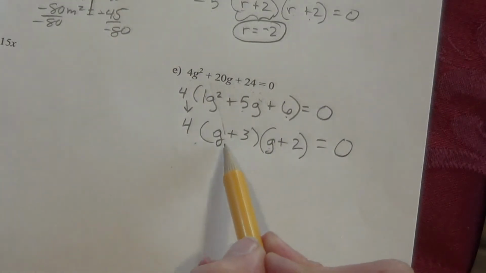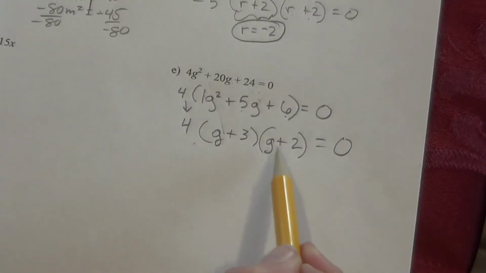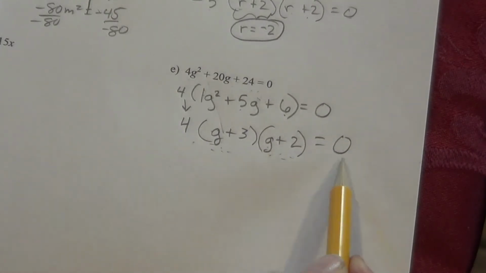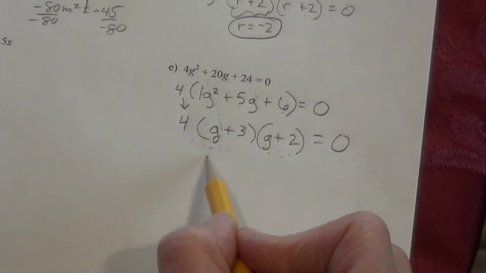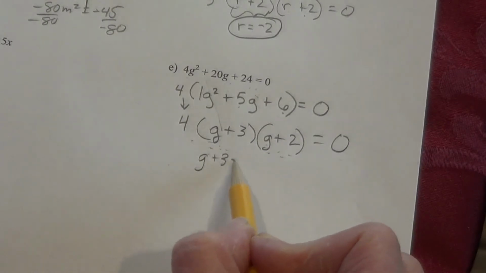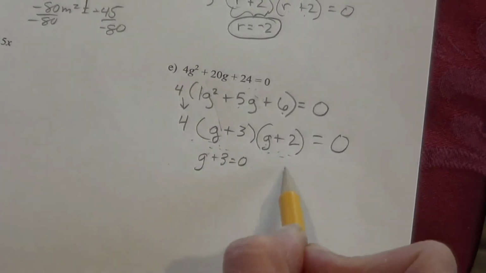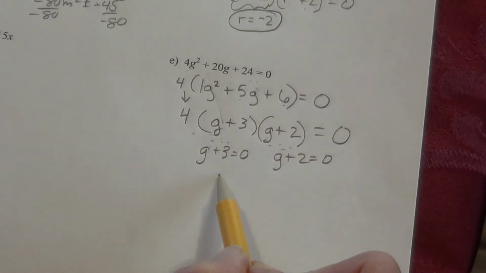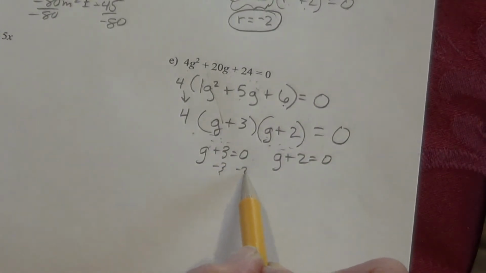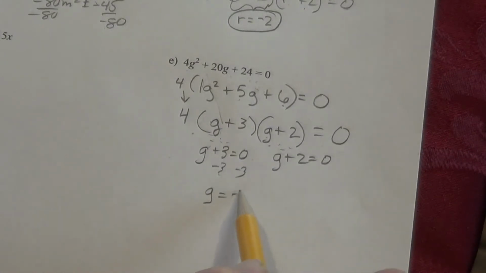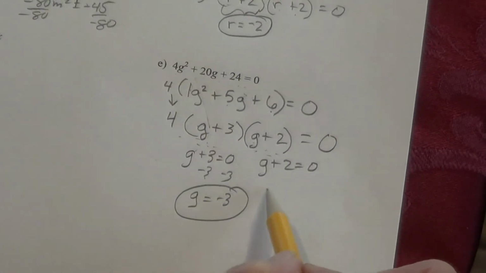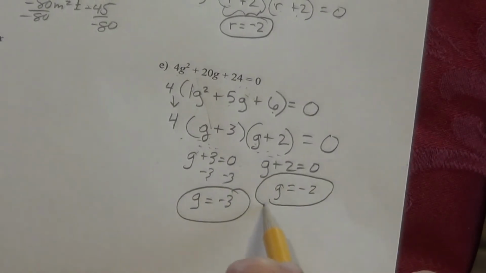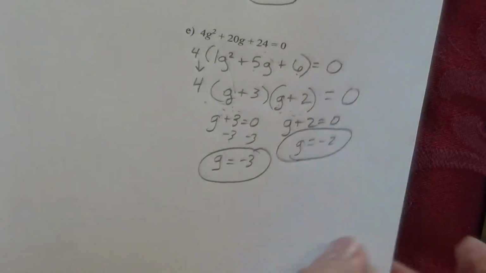It won't matter though, because what we're looking at is when do these equal 0? What values is it that causes these to equal 0 when we multiply them? Well, that means this one would equal 0, or this one would equal 0. And now you solve those. Subtract 3 from each side, so we get g equals -3. That's when it would equal it. Or g equals -2. Those are your two answers.